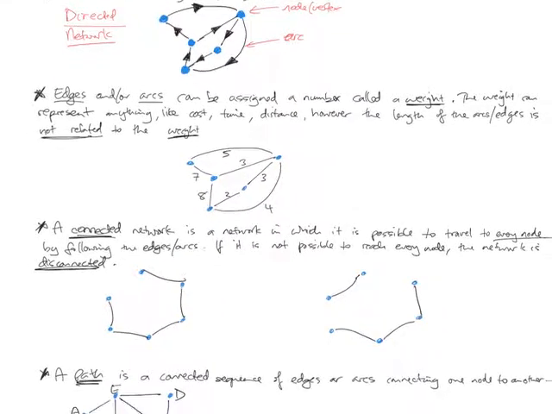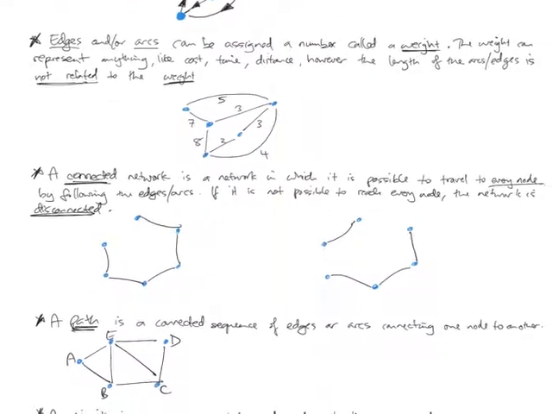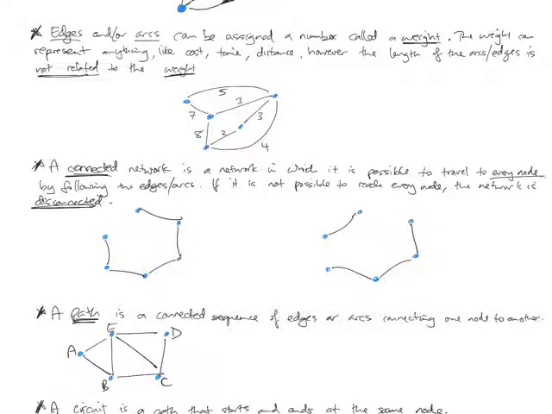Edges and arcs can be assigned a number called a weight. The weight can represent anything like cost, time, distance. However, the length of the arc or edge is not related to the weight. So once again, we've got node, vertex, the blue dots. We have edges here, no arrowheads.